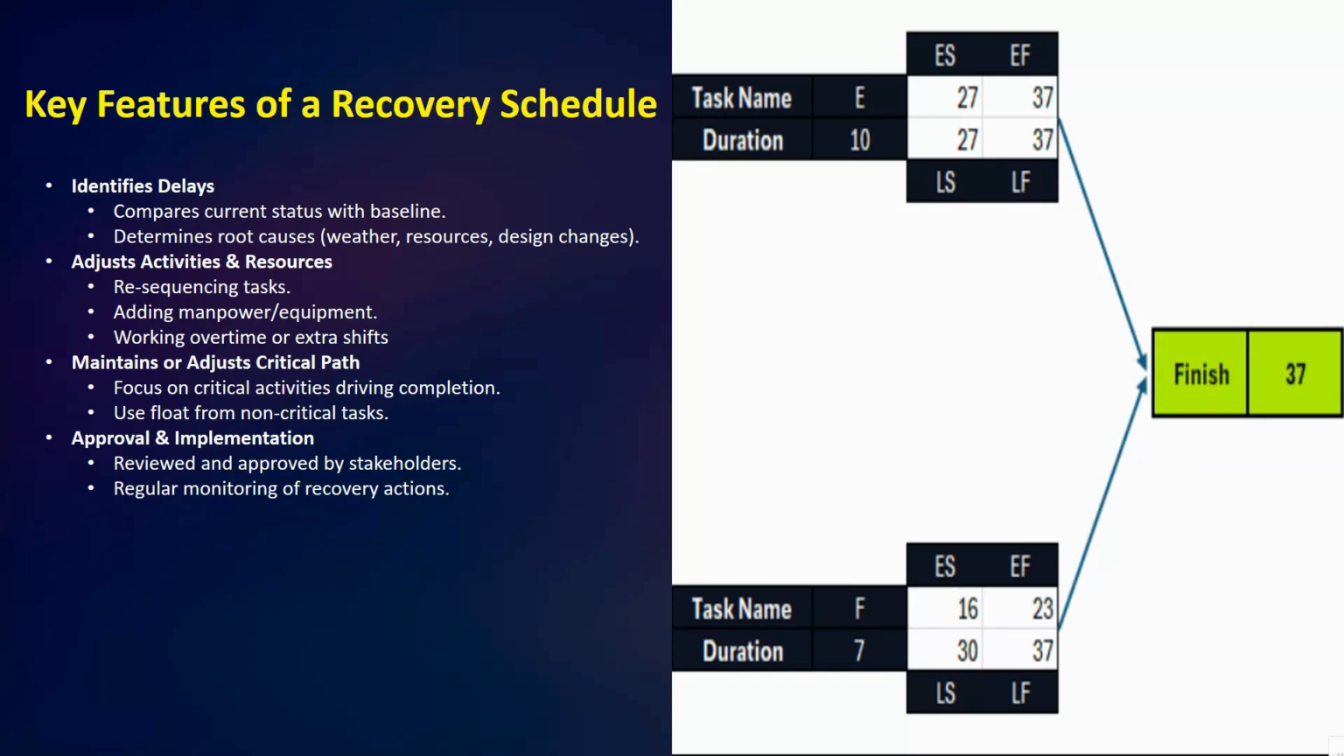Okay, so the third key feature we have here is that it maintains or adjusts the critical path: focus on critical activities driving completion, and use float from non-critical tasks. Okay, so it focuses on the critical path since critical activities directly impact the completion date. The recovery schedule either maintains or adjusts the critical path. It may also use float from non-critical tasks to give more room for critical activities.